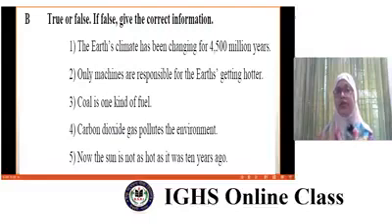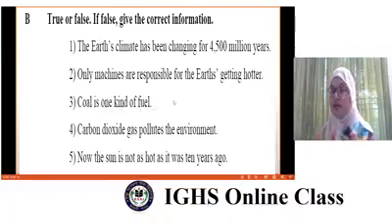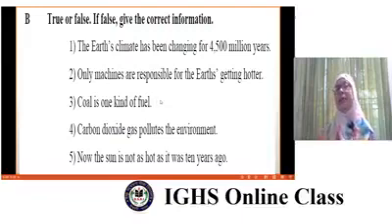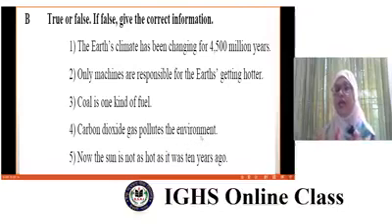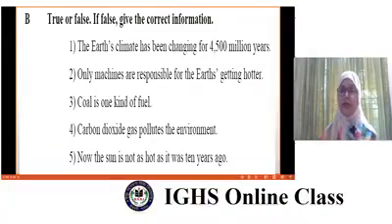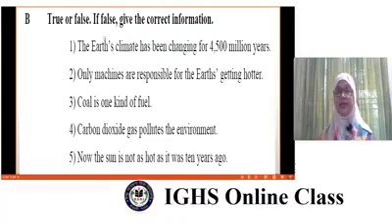Only machines. Look here, only machine, শুধুমাত্র মেশিনই দায়ী। Coal is one kind of fuel. Fuel means জ্বালানি, যেটা দিয়ে আমরা কোনো কিছু বার্ন করি। Carbon dioxide pollutes the environment. Carbon dioxide environment-কে কি করে? পরিবেশকে। Here environment is পরিবেশ। পরিবেশ বলতে বুঝি আমাদের চারপাশের যে অবস্থাটা, that is environment. Carbon dioxide gas pollutes the environment. Now the sun is not as hot as it was 10 years ago. Now let's check the answers.